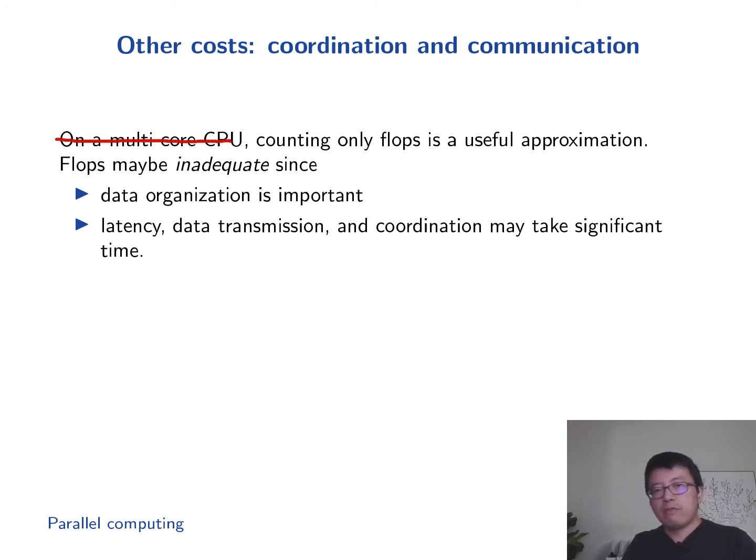So counting just the flops is a useful approximation to some runtime analysis. However, just knowing the flops is inadequate because, first of all, data have to be available for the parallel processors to take advantage of, and then different processors may need to communicate, which causes latency, data transmission time, as well as the coordination time, which can be significant.